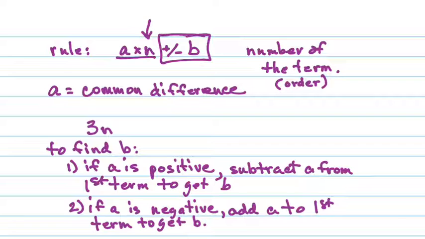And whatever sign it has is going to determine whether or not you have a plus or a minus. If it's positive, it's plus. If it's a negative, then it's a minus. Okay? So subtract if it's positive, add if it's negative. You're doing the opposite. Okay? So let's just go back to that pattern and work through those steps.